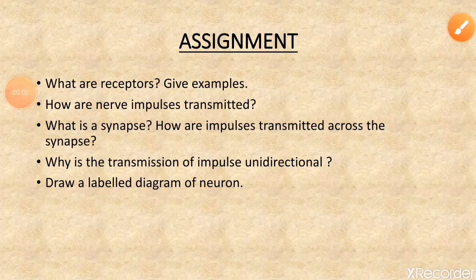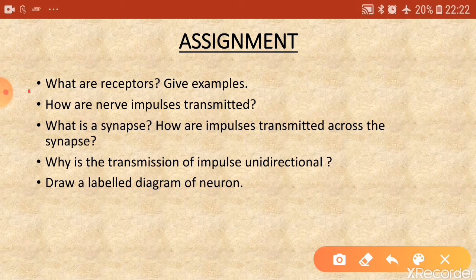On the basis of the video that you have watched, here are some questions that you have to do in your bio copies. The first question is, what are receptors? Give examples. Next, how are nerve impulses transmitted? What is a synapse? How are impulses transmitted across a synapse? Why is the transmission of nerve impulse unidirectional? And draw a labeled diagram of a neuron or nerve cell.